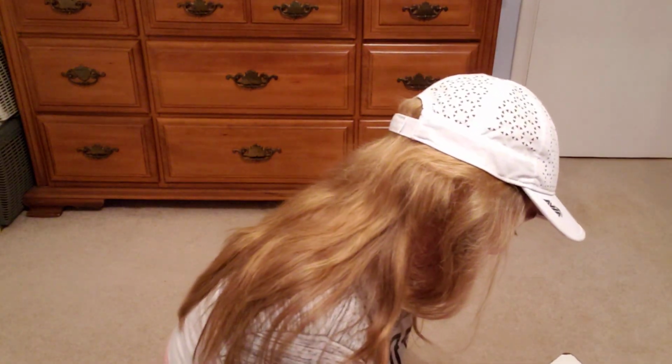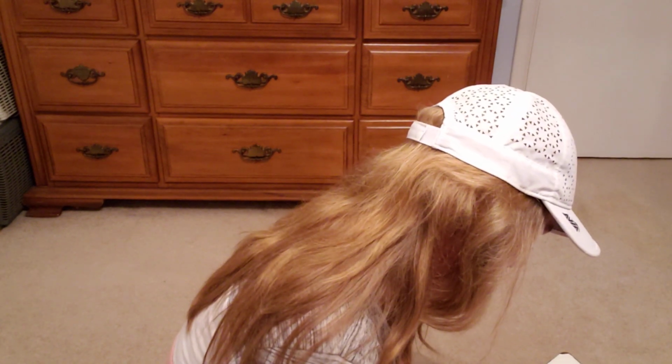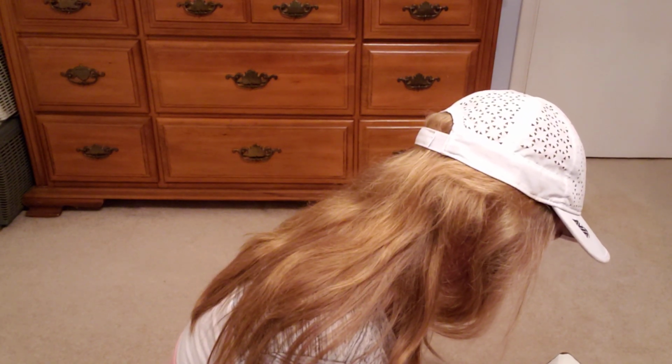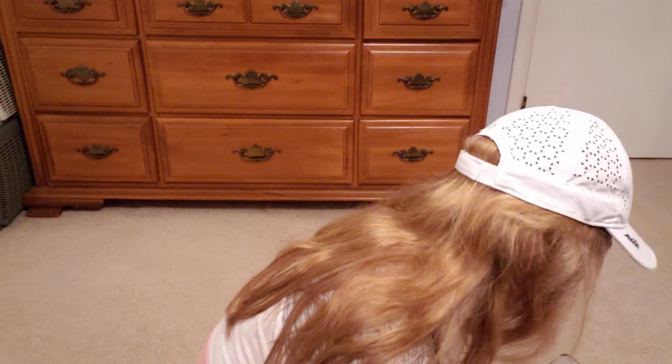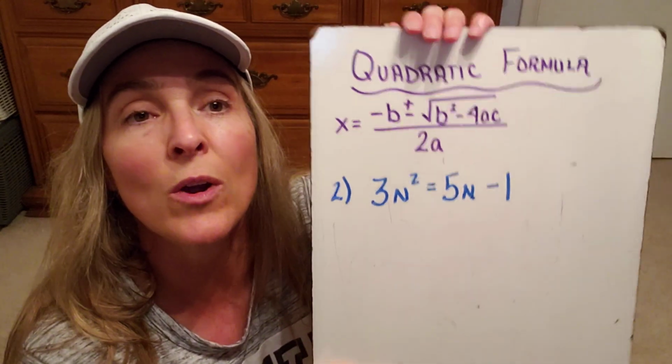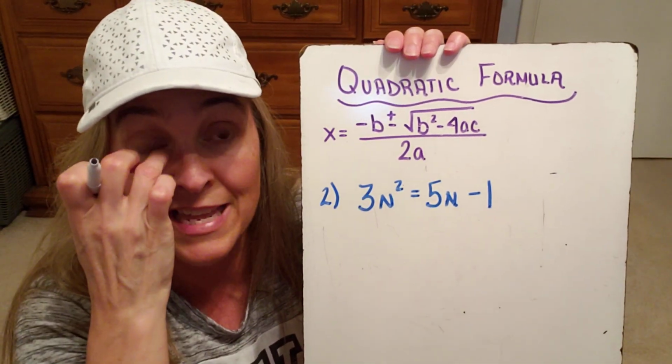The second problem is going to say 3n squared is equal to 5n minus 1. Now, I do know on your homework, there's another one that's like this.